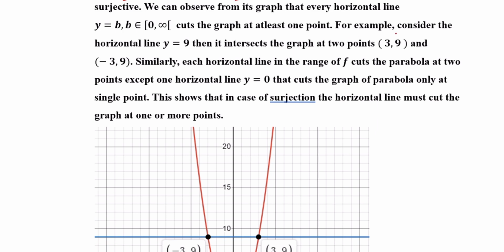For example, consider the horizontal line y is equal to 9. Then it intersects the graph at 2 points, 3,9 and minus 3,9. Similarly, each horizontal line in the range of f cuts the parabola at 2 points except one horizontal line y is equal to 0, that is actually the x-axis, which cuts the graph of the parabola only at one point. This shows that in case of surjection, the horizontal line must cut the graph at one or more points.